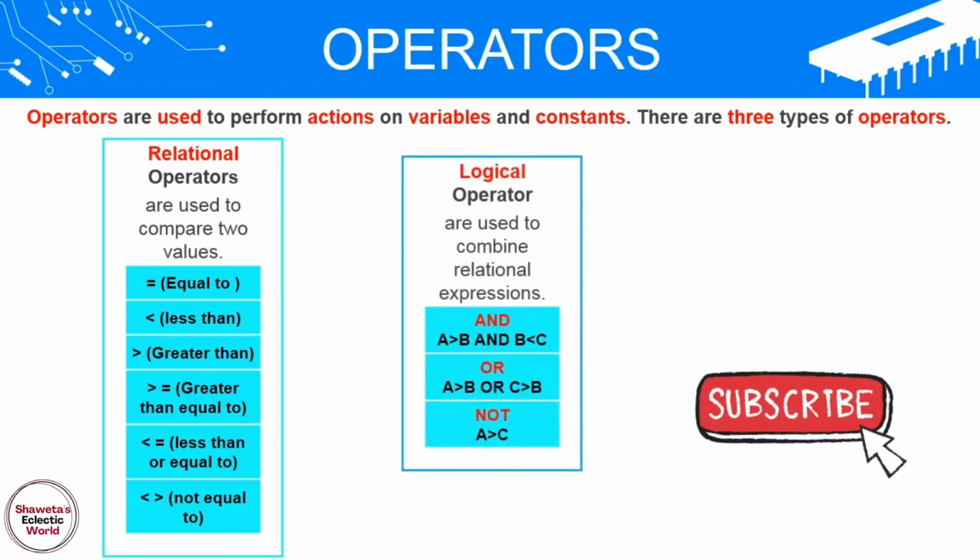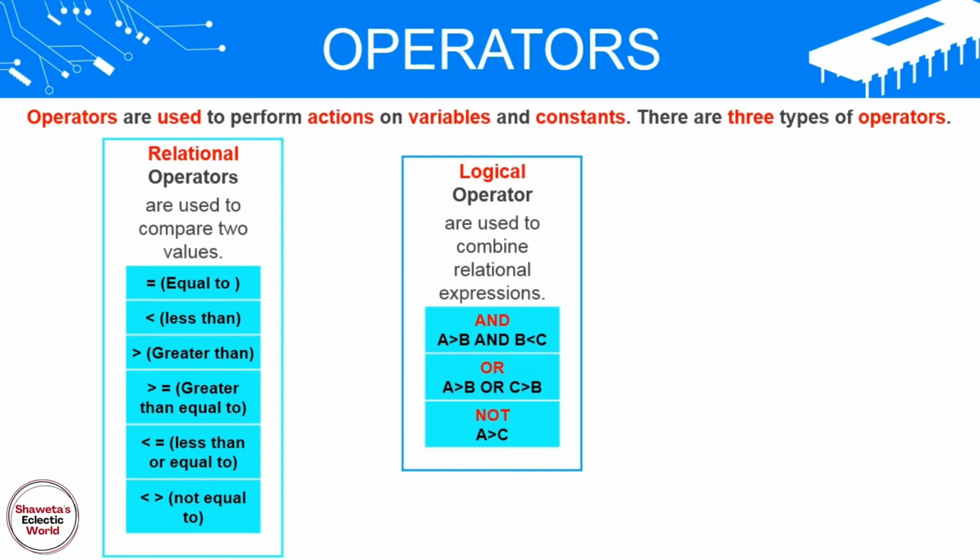Second is logical operators. They are used to combine relational expressions. The three logical operators used in qbasic are and, or, not. Examples: with and, we put a greater than b and b less than c. With or, we put a greater than b or c greater than b. In the not case, we put not a greater than c.